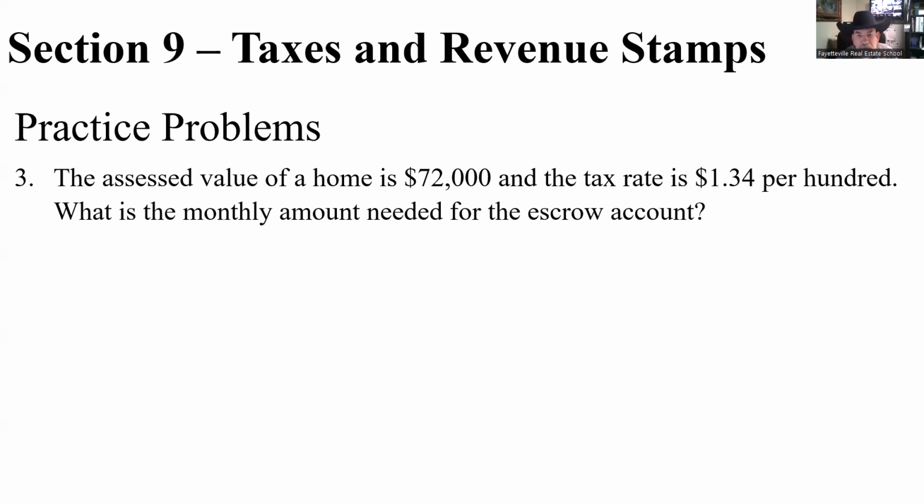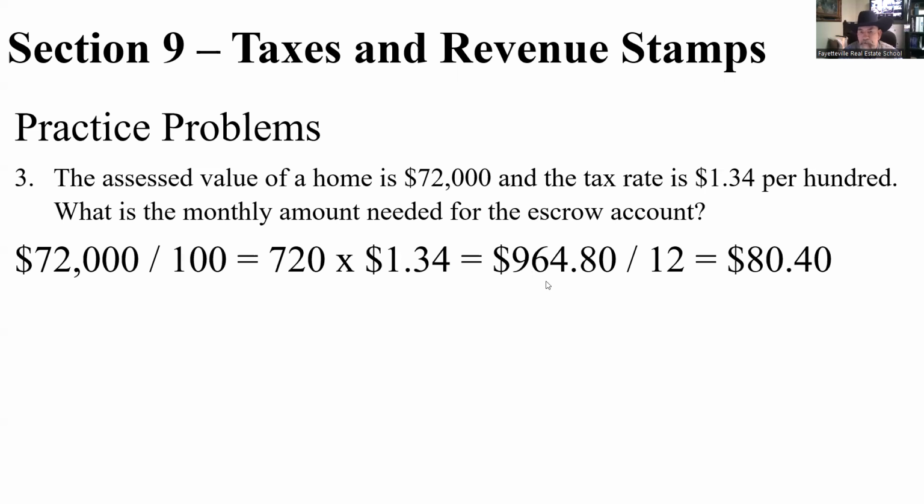So once we get the answer for the annual taxes, we need to divide it by 12. 72,000 is the assessed value. We divide it by 100, multiply it by $1.34, and we get $964.80. But it's not asking us for the $964.80. The $964.80 will be one of the multiple choice answers. So don't let this get you wrong, because it asks for the monthly amount. So we're going to divide that by 12. The answer is $80.40 for the monthly taxes on this property.